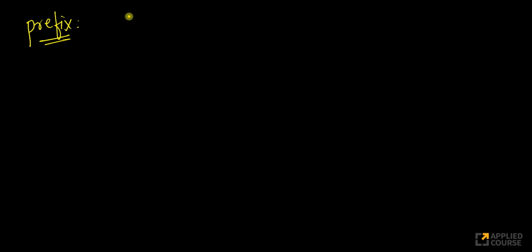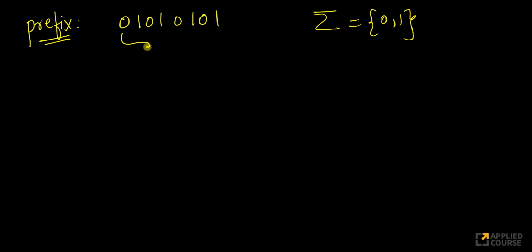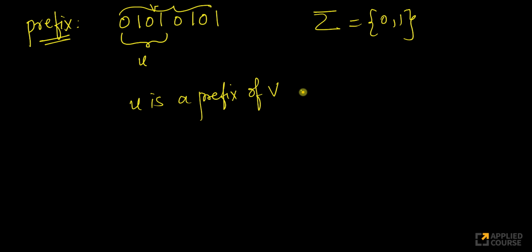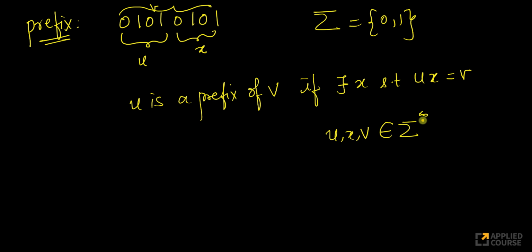Now, what is the concept of a prefix? Take this string here. This is a string in my binary alphabet. Now, when can I say that this is a prefix of the bigger string? Let's call the bigger one V and this one U. So U is a prefix of V if there exists X such that UX equals V. And obviously, U, X and V all belong to sigma star.